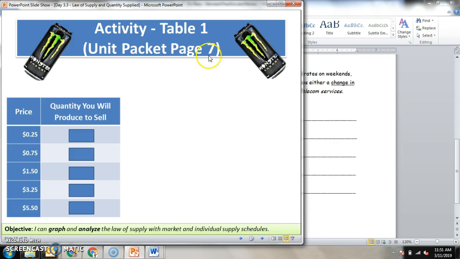Table 1, you can follow along in unit packet page 7. If I'm producing these Monster energy drinks and at 25 cents, I'm not going to make much profit, so I'm not going to sell very many. But as I increase the price, I'm willing to sell more because I'm going to make more profit by selling them at a higher price. Now again, forget about what consumers would do. Think only about what I would do as a producer, all else equal.